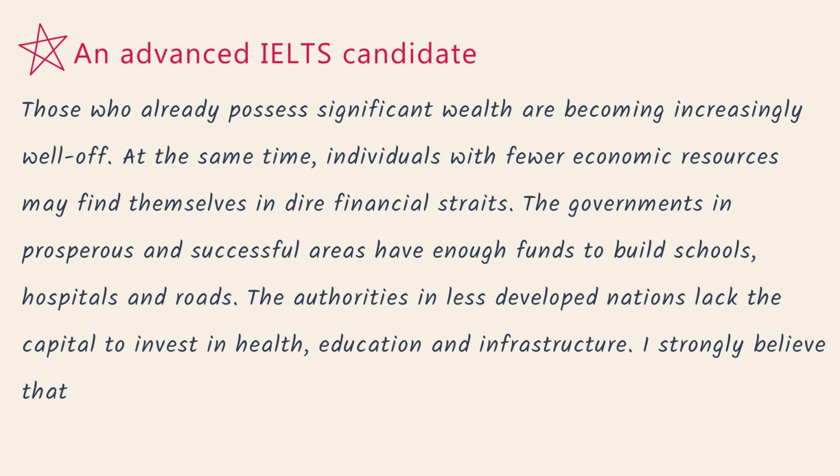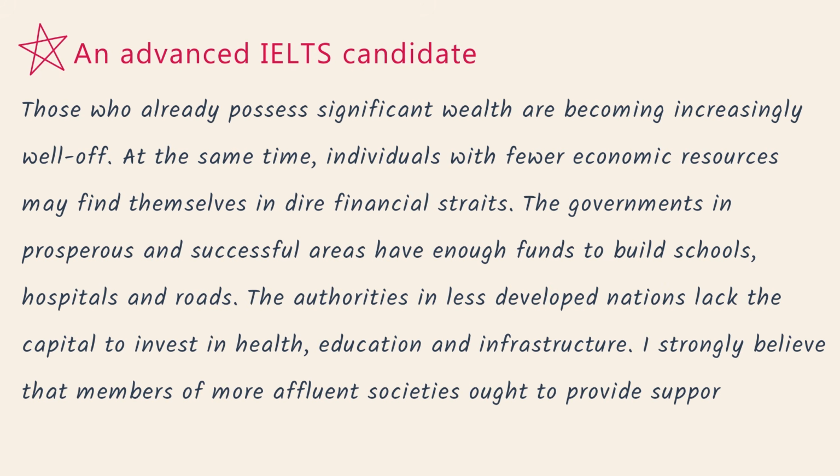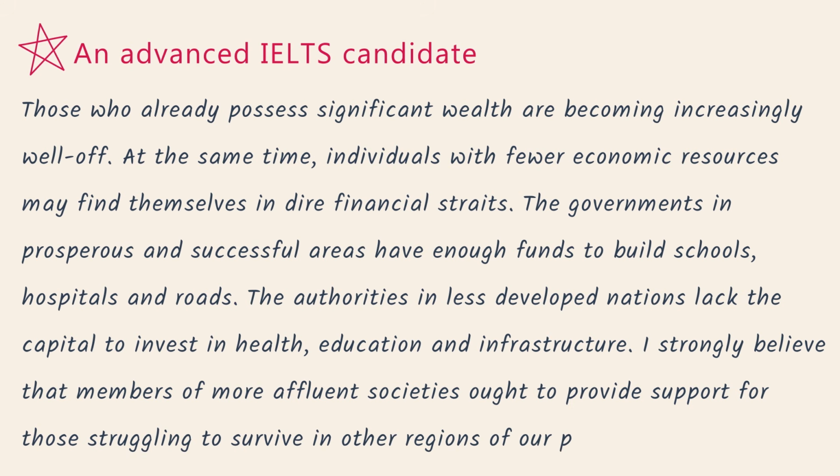I strongly believe that this is the most serious problem facing humanity. So we can write something like this: I strongly believe that members of more affluent, which means rich, societies ought to provide support for those struggling to survive in other regions of our planet. So you see how many synonyms I have used instead of rich in this paragraph. Instead of poor countries, I have written those struggling to survive in other regions.